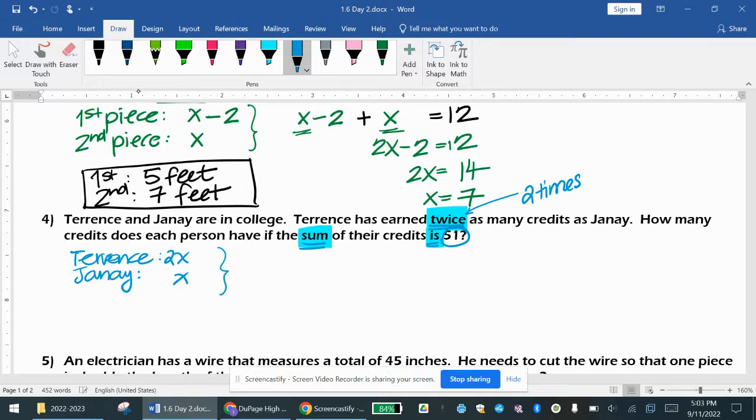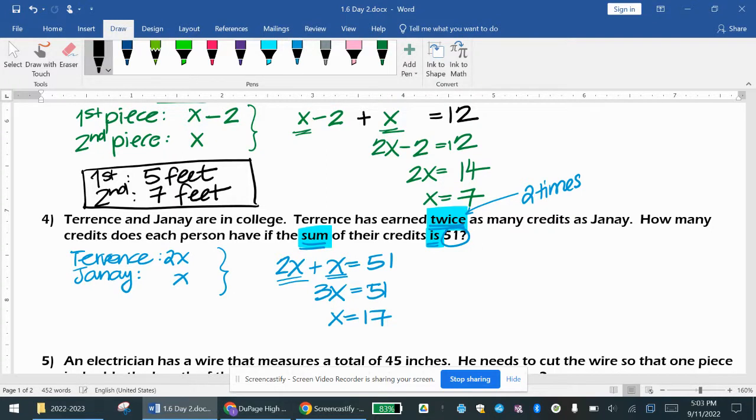Okay, we know that the sum of their credits is 51. So when you add Terrence's credits plus Janae's credits, you get 51. Notice that these are like terms, so to solve the equation, just add those up, divide by 3, and you get 17.